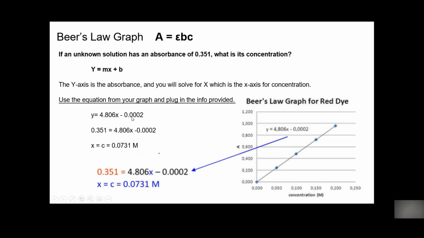So here is the absorbance. Here is my m. This is b. And I'm going to isolate and solve for x. What's the concentration? I can solve for the concentration by doing the math once I have it all plugged in. And here is my concentration. So you can use a graph to get other values for another problem.